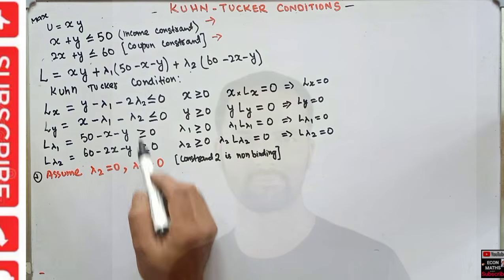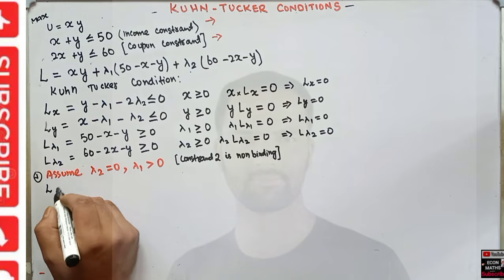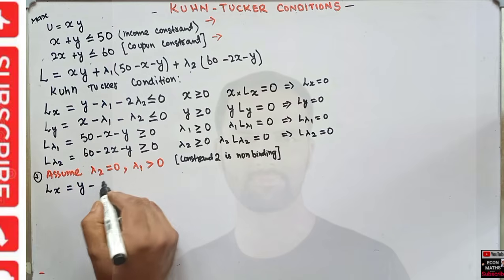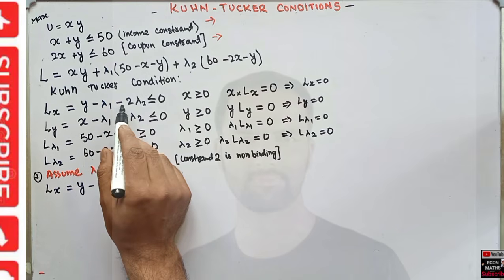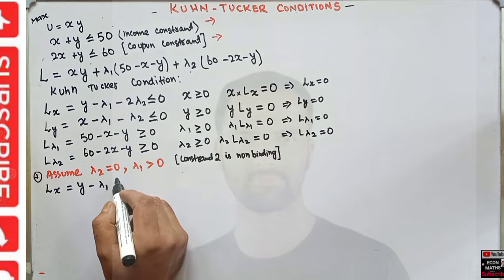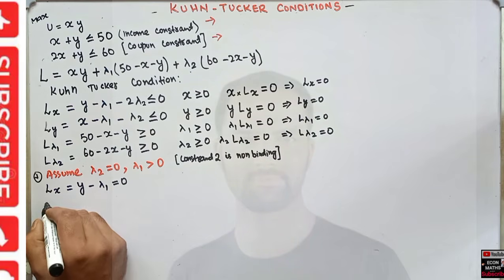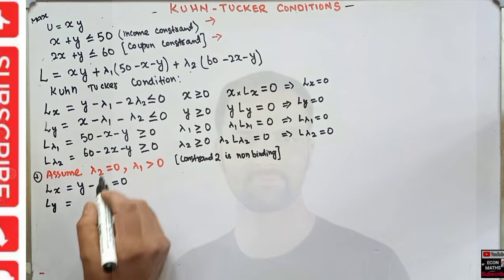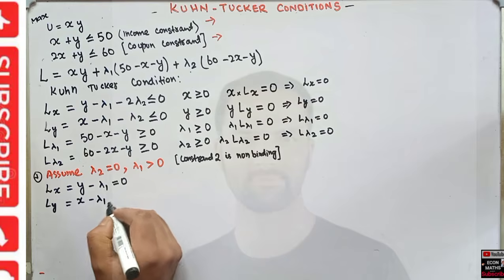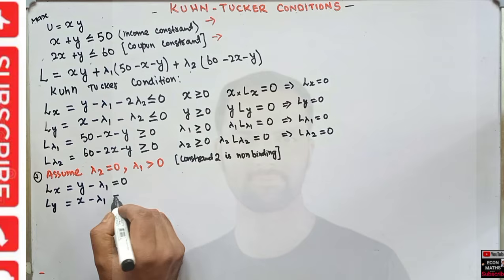Okay, so in place of lambda 2 we have 0. So what will be our Lx? Our Lx will become y minus lambda 1, since we have assumed x2 is equal to 0, and we have set it equal to 0. Then what is Ly? This is x minus lambda 1, since lambda 2 is 0, and we set this Ly equal to 0.